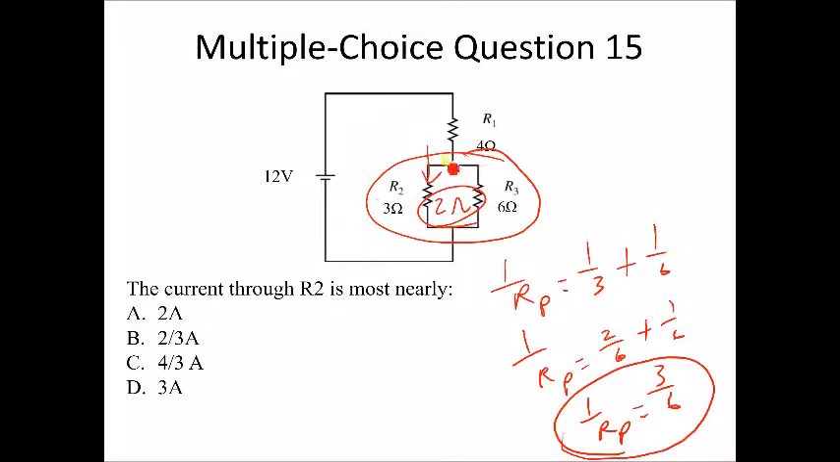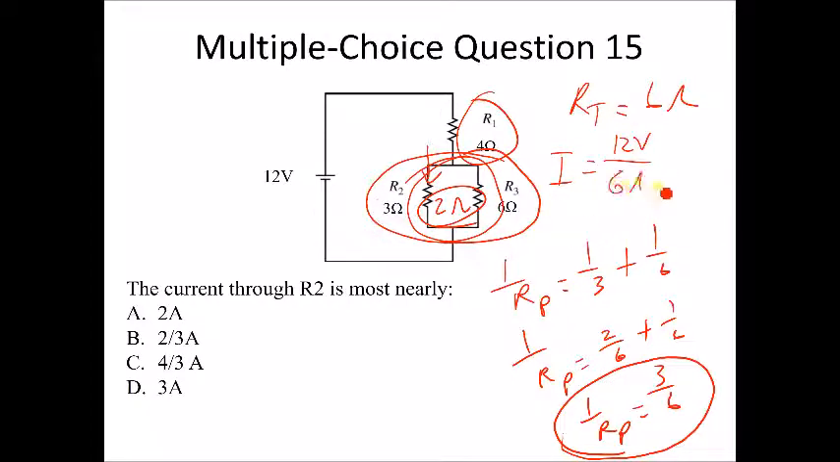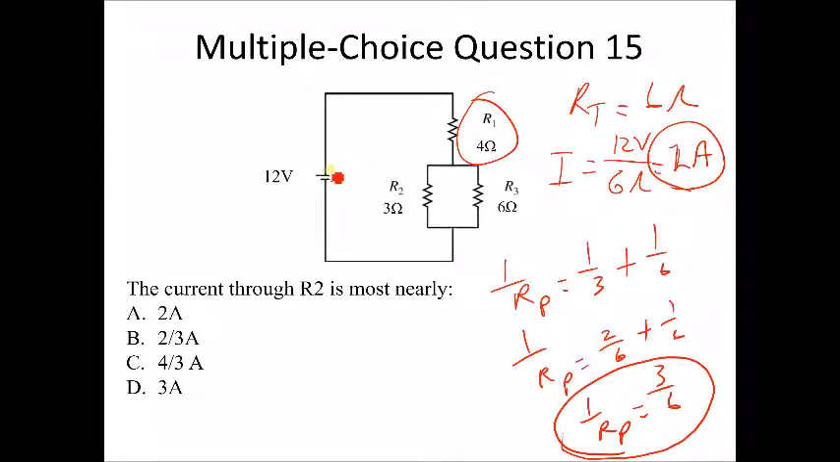So we think of this whole parallel part of the circuit as one resistor hooked in series with this 4 ohm resistor, and we add those up to get a total resistance for the circuit of 6 ohms. To find the total current, I equals V, the 12-volt battery, over R, the total resistance. We end up with a total current of 2 amps. Here we're looking for the current through R2, not the current through R1. So 2 amps come out of the battery. 2 amps go through here. 2 amps get to this point and they split.